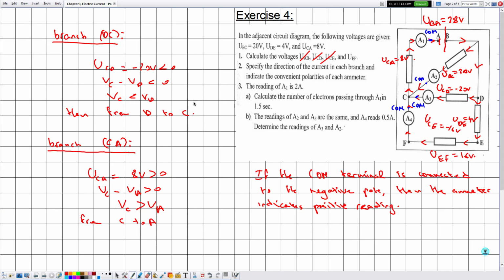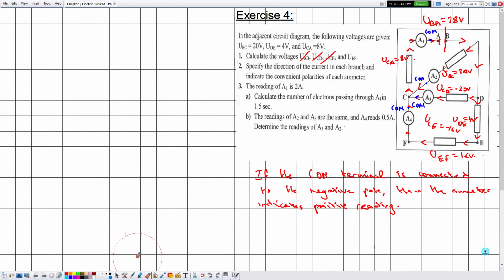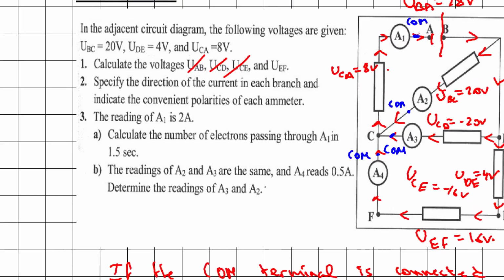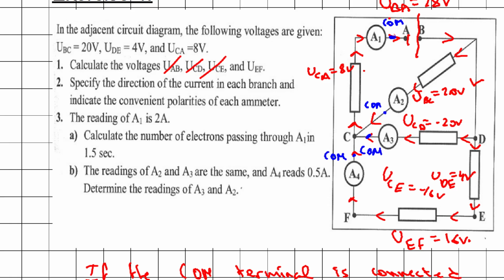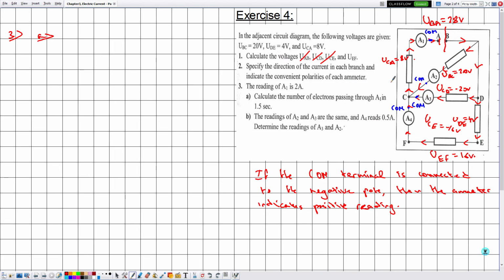Now as for number 3, they are telling me that the reading of A1 is 2 amperes. So let me keep the voltages, and let me do the currents in blue or in red, it's okay. So the reading of A1 is 2 amperes, so it's positive because the COM terminal is connected to the negative pole. And notice that the ammeter is reading the current A1 traversing the branch CA. So I1 is equal to 2 amperes.